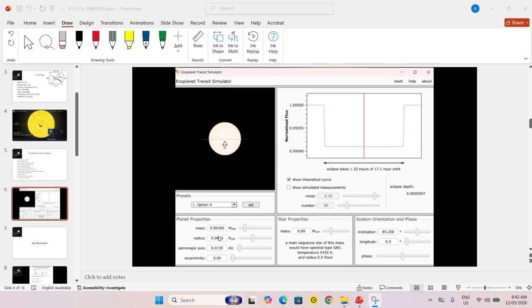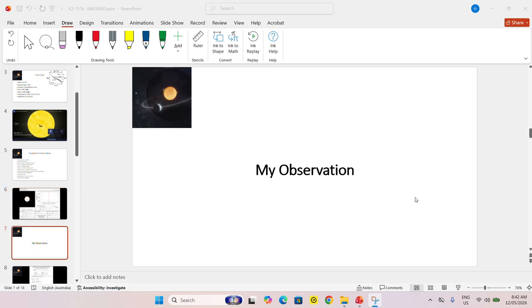So I tried to simulate a transit of this exoplanet using the Exoplanet Transit Simulator, and I put in the planetary properties here and the stellar properties there. And you can see from the diagram it's a small planet. It doesn't even show on the transit simulator. And you can see that the eclipse depth is very, very shallow.